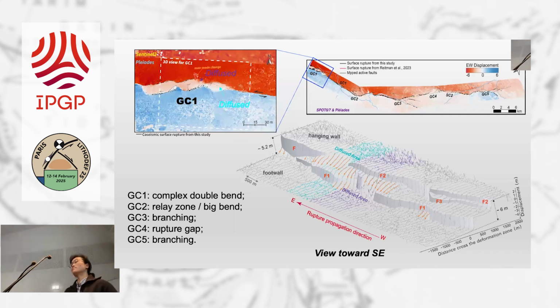From our detailed mapping, we can recognize the 5 large-scale geometrical complexities from west to east, GC1 to GC5. For instance, GC1 is the most complicated one. I call it a complex double band. From this 3D view, we can see there are like 3 faults with localized deformation and 2 diffused areas with off-fault deformation.